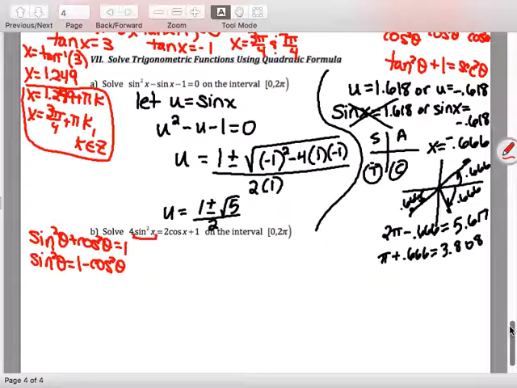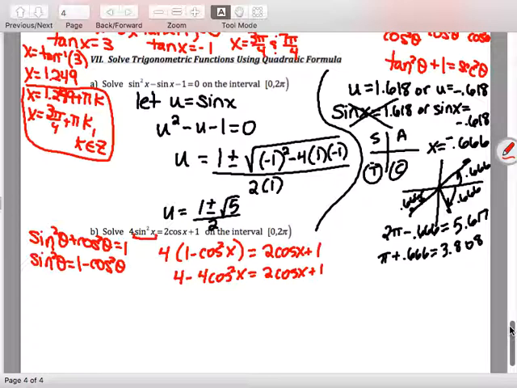Alright, so here we go. I'm going to replace sine squared with 1 minus cosine squared. And I'm just going to change theta to x. And then I have it in terms of all cosines. I need to manipulate this and get everything on one side equal to 0. I'm going to first see if it'll factor. If it doesn't factor, then I'll go to quadratic formula. So here we go. This is 4 minus 4 cosine squared x equals 2 cosine x plus 1.